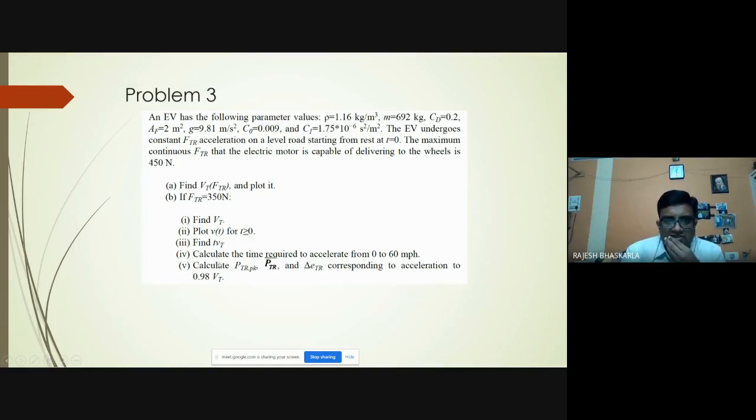And then he's asking us to calculate PTR bar, delta ETR corresponding to the acceleration. So he is giving the acceleration as 0.98 VT. So here, if you find VT, we can solve all this. Now, did you complete noting down this problem?